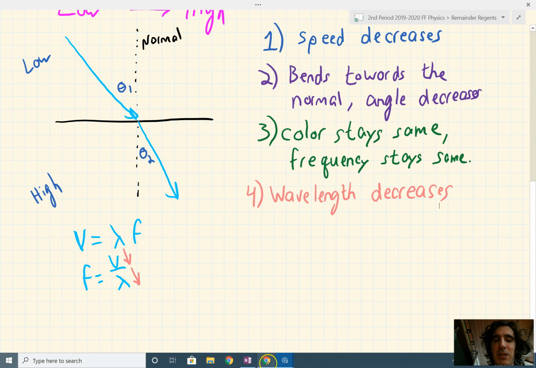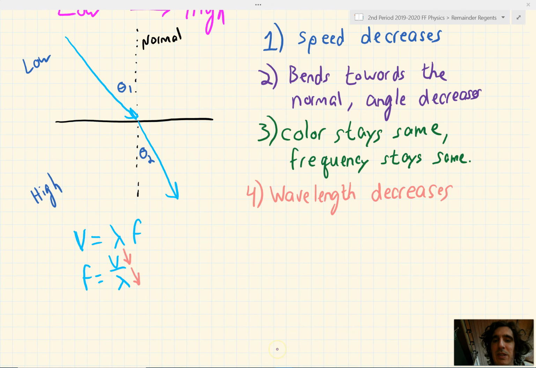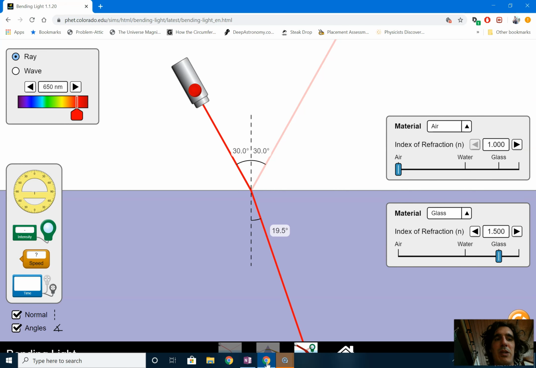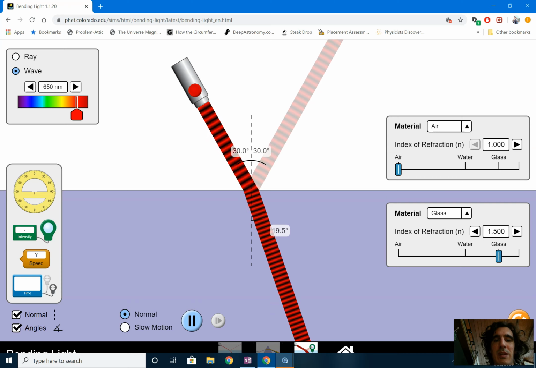We can look at the simulation as if it were a wave. So we're going to turn this into a wave and watch the wave fronts as they hit the glass. Afterwards, we can see that they're closer together and that they've also slowed down relative to the incoming light. So because the speed is slower, the wavelength is shorter, while the frequency stays the same.